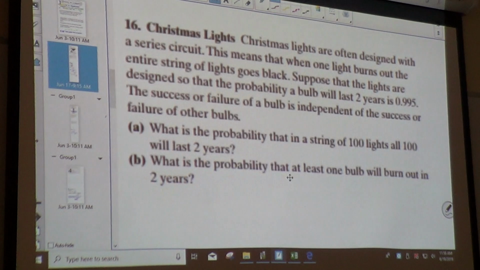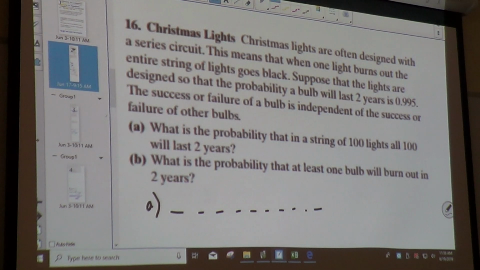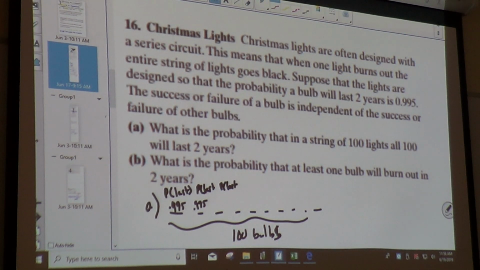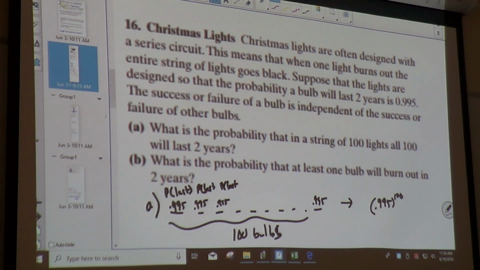So for part A, I'm going to do 100 bulbs. The probability that it's going to last is 0.995, and the probability that this one's going to last is 0.995, and this one is 0.995. I'm going to do it all the way until 100 times. So the probability of all 100 of them lasting is going to be 0.995 to the 100th power. Yay?